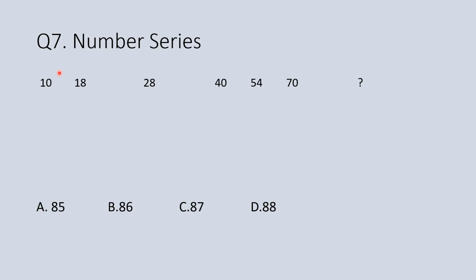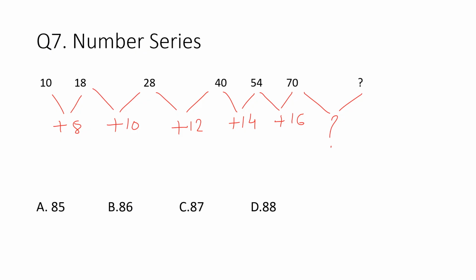This question number 7: 10, 18, 28, 40, 54, 70, and then a question mark. You can always stop the video and then try out yourself and then see the next thing. I'm moving forward. Let's see. So the difference here, again, you see that yes, the series is increasing, so you'll try to find the difference. The difference is that of plus 8, plus 10, plus 12, plus 14, plus 16.